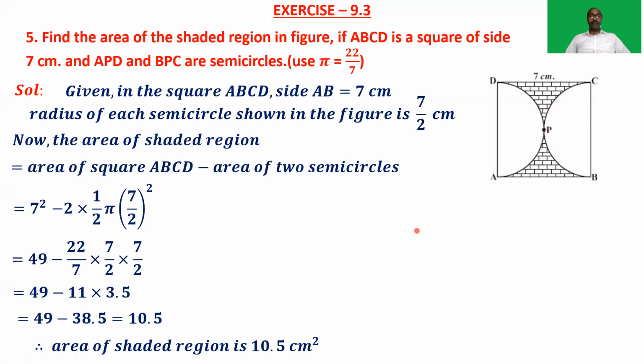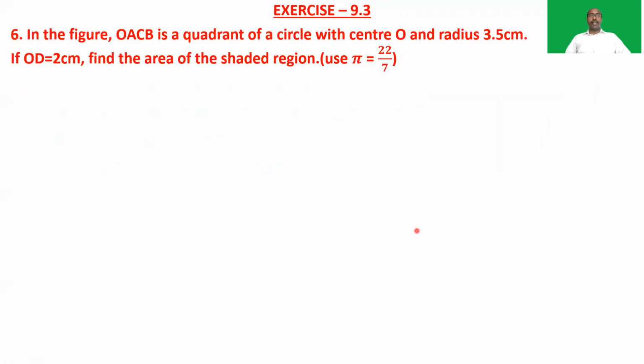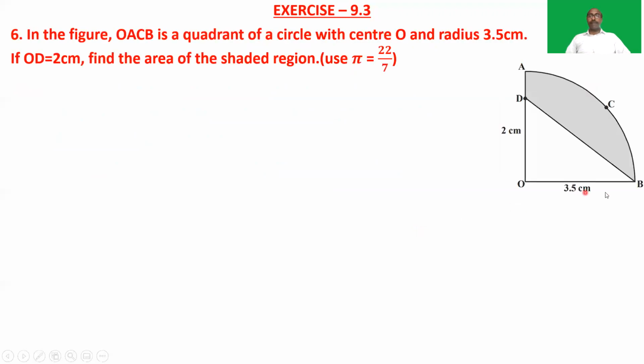So take the next one. In the figure, OACB is a quadrant of a circle with center O and radius 3.5 centimeters. If OD is equal to 2 centimeters, find the area of the shaded region. And here we have to use pi is equal to 22 by 7. So students, observe the picture given in the problem.